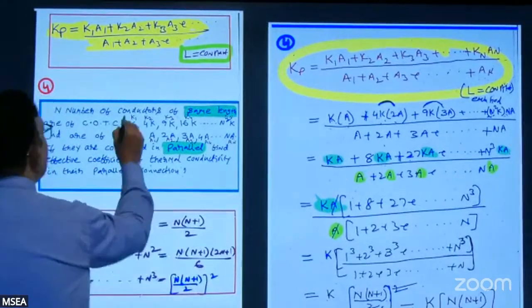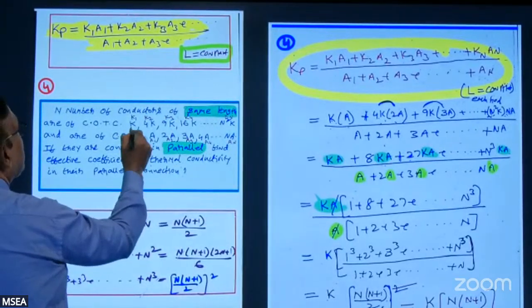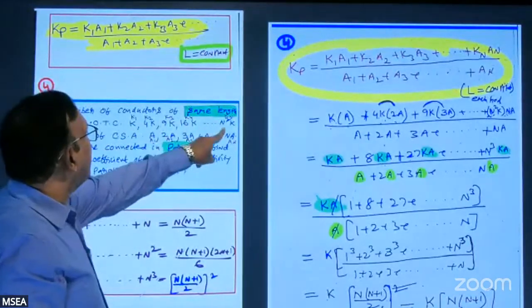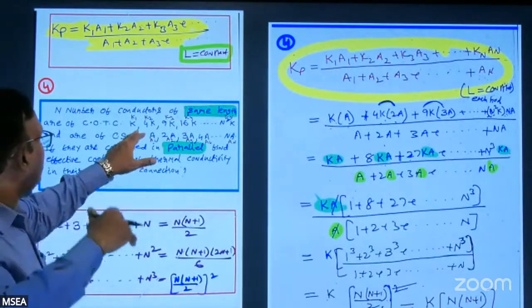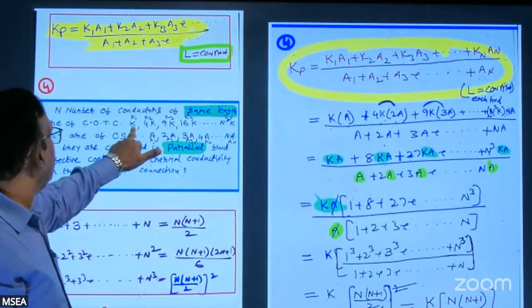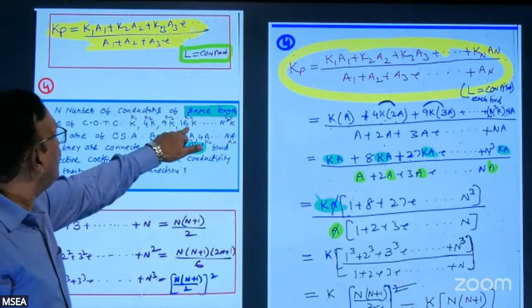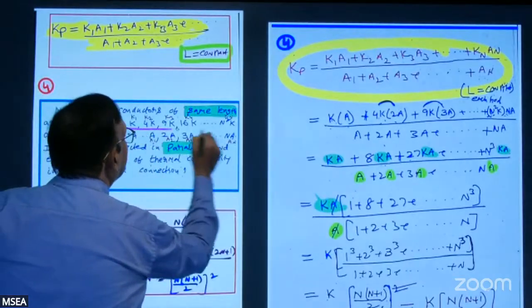So the first thing is that there are n number of conductors of the same length, but the coefficient of thermal conductivity is given as k, 4k, 9k, 16k up to n square k. So I can make a note that they are going in one rhythmic way. First one is 1 square k, second one is 2 square k, 3 square k, 4 square k, and finally n square k. So n number of conductors of different k's.